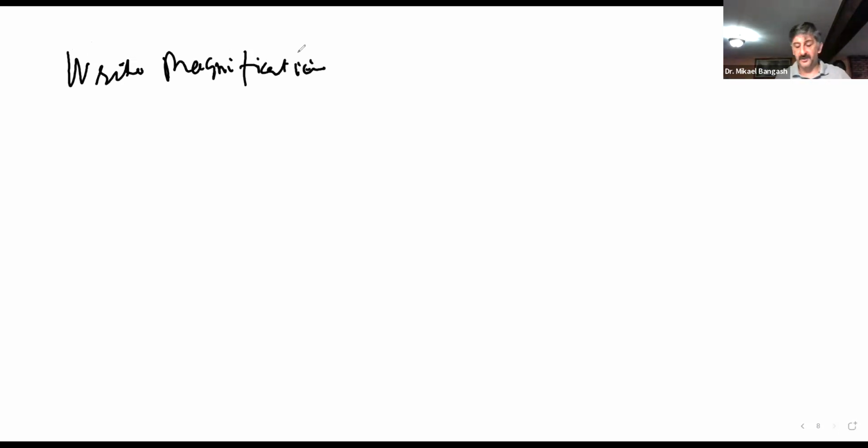Let's look at how write magnification works. What we mainly said was that it is practically done on an unfrozen image.